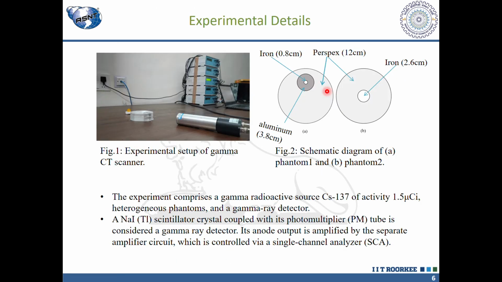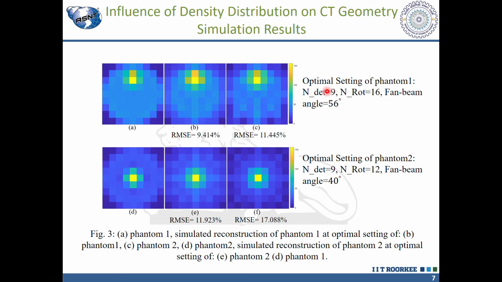So for these two phantoms, we have obtained the optimal CT geometry parameters using a simulation study, and then we have performed the experiments to verify the simulated study. So here are the simulation results. This is the image of phantom 1, and this is of phantom 2, and we have calculated the optimal geometries for both phantoms. These are written here. So we have observed that we obtained different geometry parameters for both phantoms.